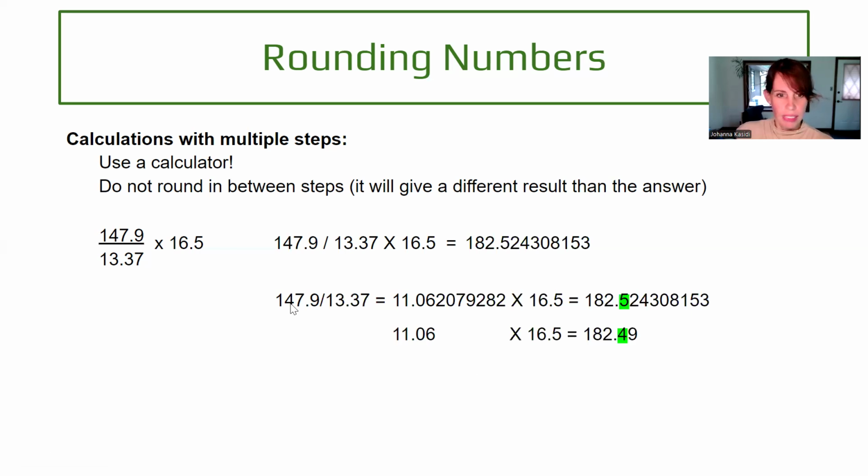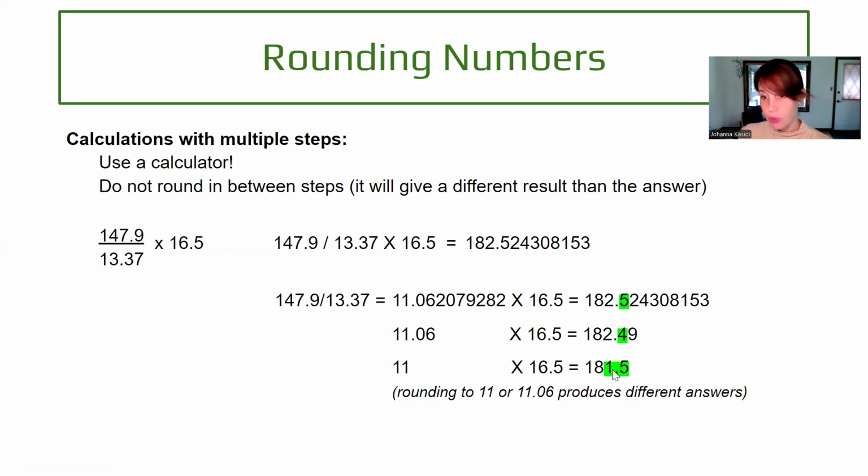But if you did this first step first, if you divided, and then you're like, oh, that's a really long number, I'm going to round it, and I round it to 11.06, seems safe, but you're getting a slightly different number here. And then if you rounded it to 11, you'd get an even different number. So if in the directions for an answer we said round to the nearest tenth, the correct answer to the nearest tenth would be 182.5. But if you had rounded to 11 here, you'd have 181.5. And if we said round to the nearest whole number, this would be 183. This would be 182. And this would be 182.